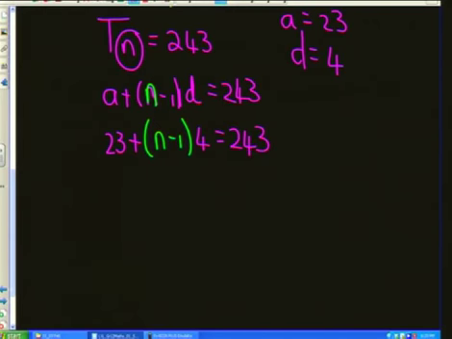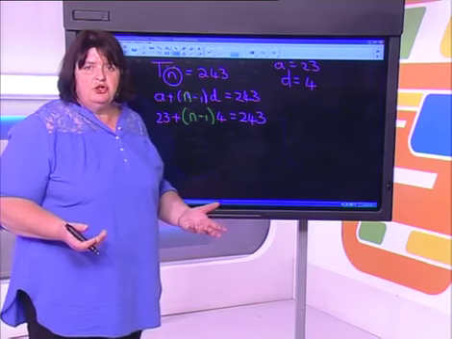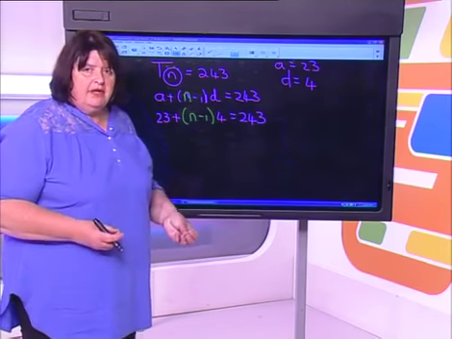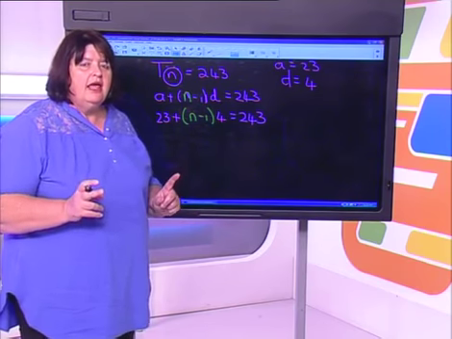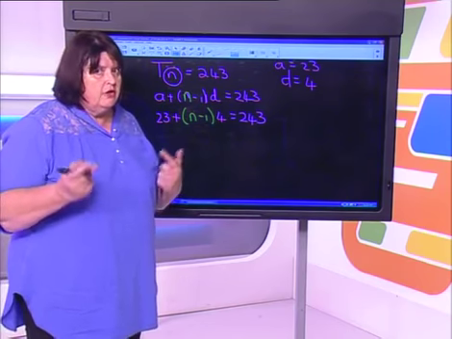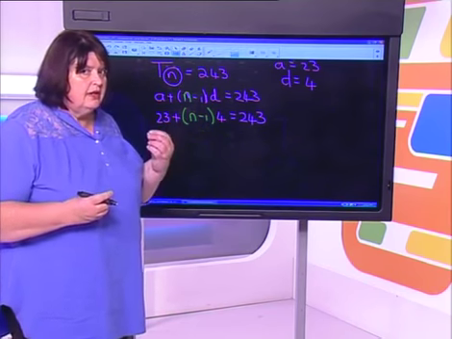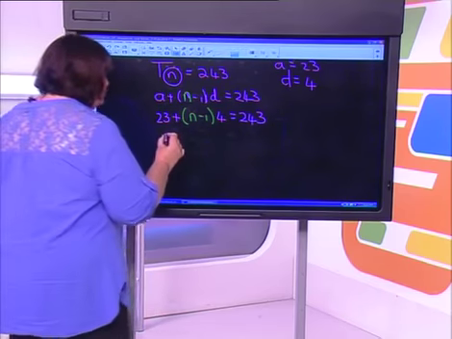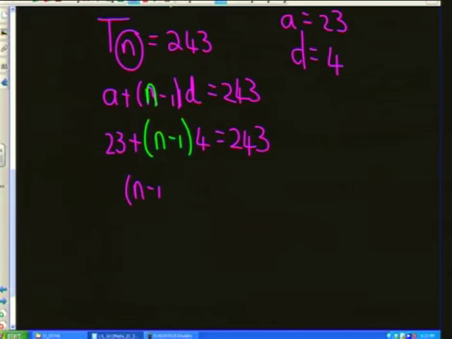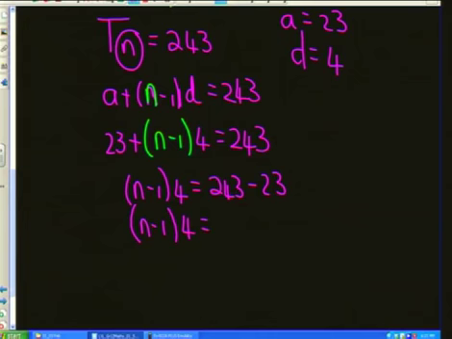Right, now, all we've got to do is solve this. Now, you've got a choice of two ways here. The best way for me is not to multiply out the bracket. But if you prefer it, I'll show you both, and you can decide what you prefer. I think I'll show you, first of all, how to do the one where you don't unpack it. So what you would do is leave your n minus 1 alone, and your 4, and bring your 23 over the side. So now you have n minus 1 times 4, and if you take 243 minus 23, it's going to be 220.